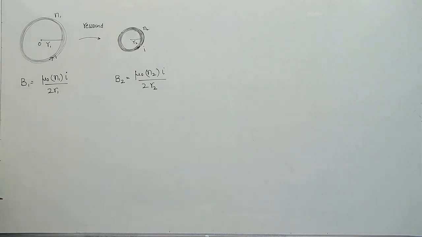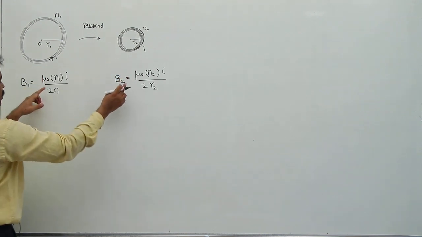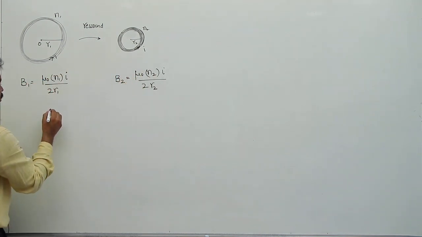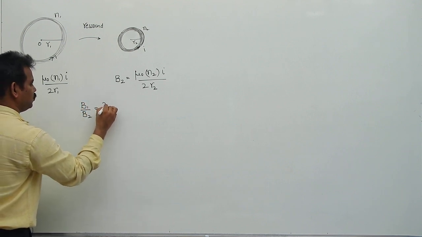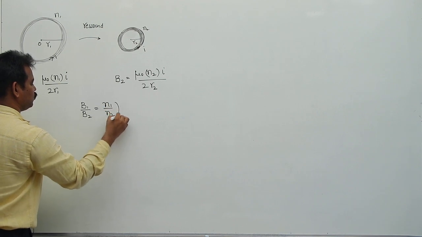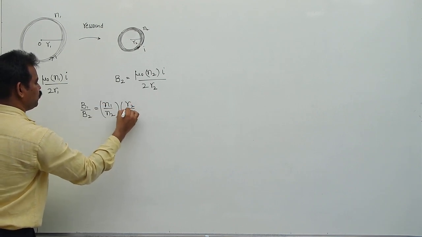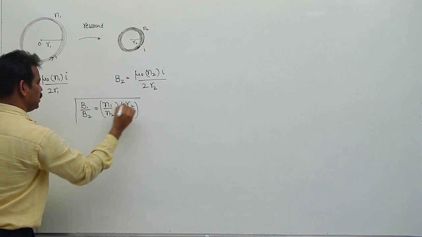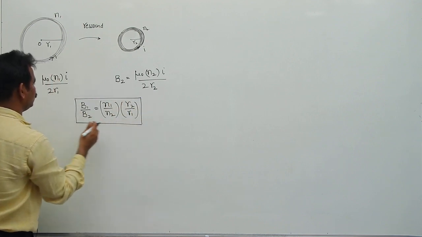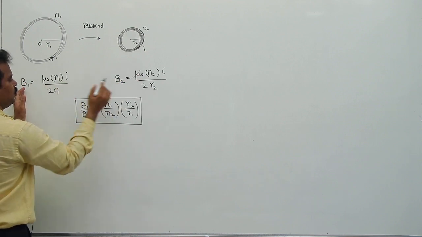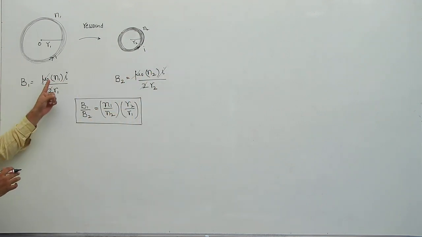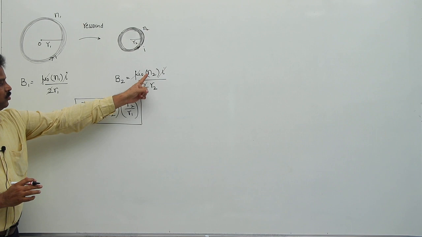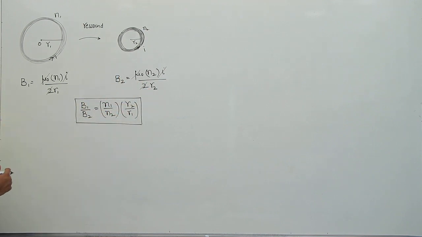Now, if I want to find out the relation between B1 and B2 here, you can cancel mu naught and mu naught, 2 and 2 cancel, I and I get cancelled. So from this we can write B1 by B2 is equal to N1 by N2 into R2 by R1. So this is the relation between B1 and B2. You just compare these two, B1 by B2: mu naught cancels, 2 gets cancelled, current and current get cancelled. The remaining terms N1 by R1 over N2 by R2 will become N1 by N2 into R2 by R1.